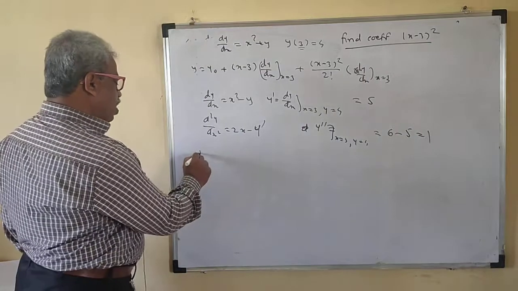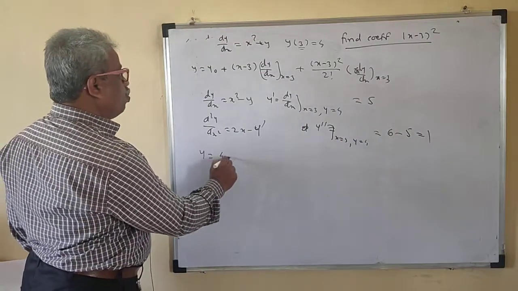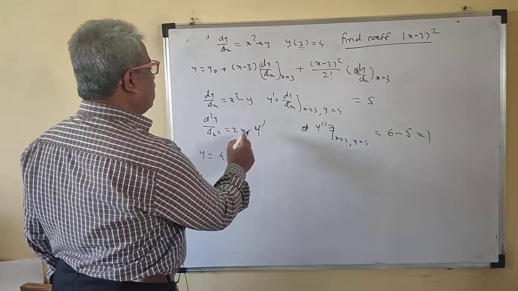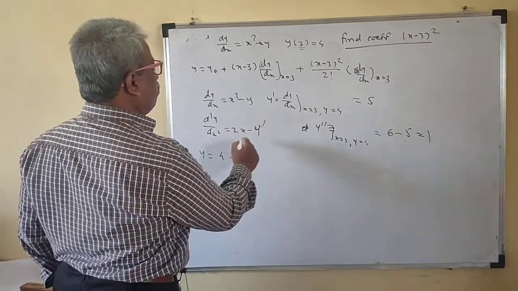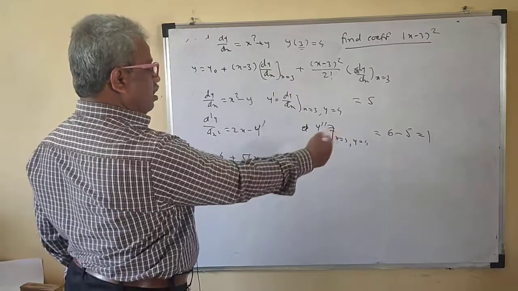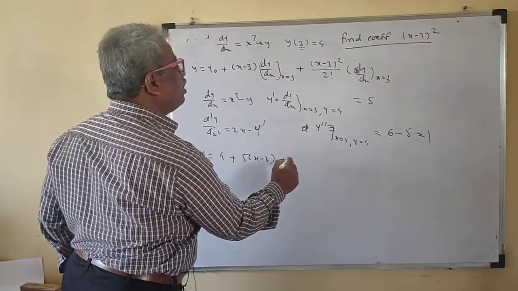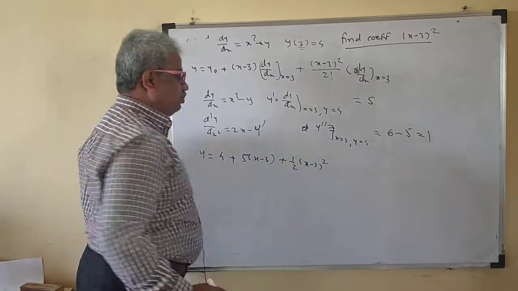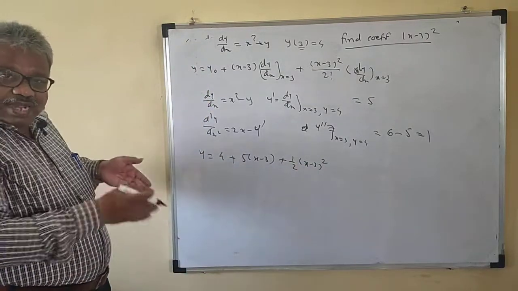So what is y then? y is equal to y naught, which is 4, plus 5 times (x minus 3). This sign is a plus, so we write the plus here. Then this is 1/2, so 1/2 times (x minus 3) square, and 1/2 (x minus 3). Here we get all those things.